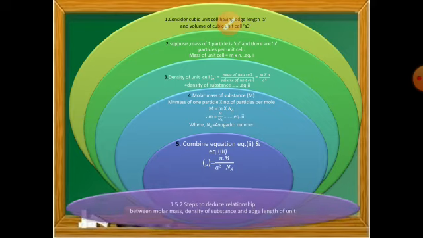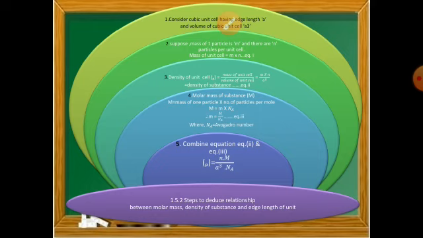So these are the steps to show the relation between the molar mass, density of substance and the edge length of unit cell. If we get any 4 parameters, then you can find out the 5th parameter in the exam. In exam this can be asked for 2 marks or 3 marks.